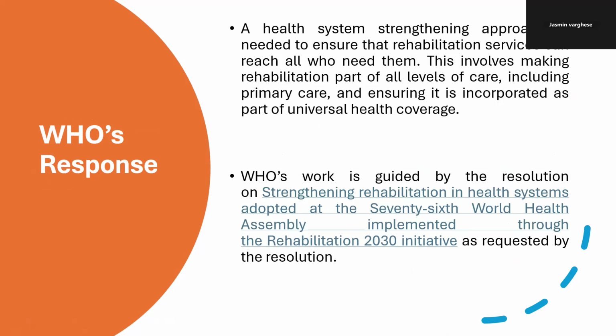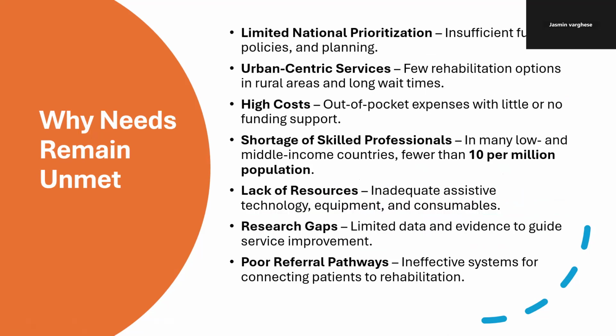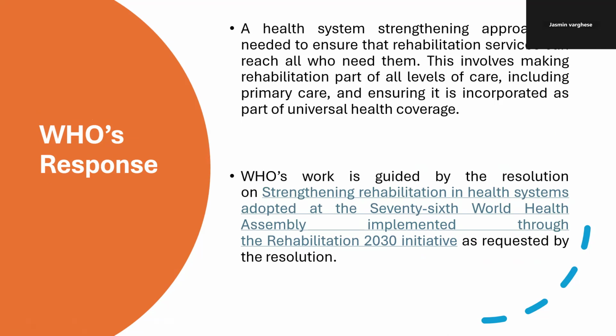Then according to WHO, what is WHO's response to these unmet needs? WHO is strengthening the approaches to ensure that rehabilitation services can reach all who need them. This involves making rehabilitation part of all levels of care, including primary care, and ensuring it is incorporated as part of universal health coverage. So, based on the research on these unmet needs, WHO is trying to ensure rehabilitation services reach all people. That is the motto.